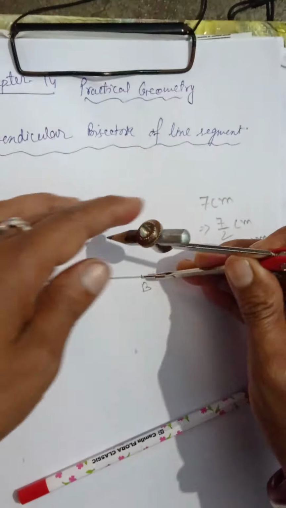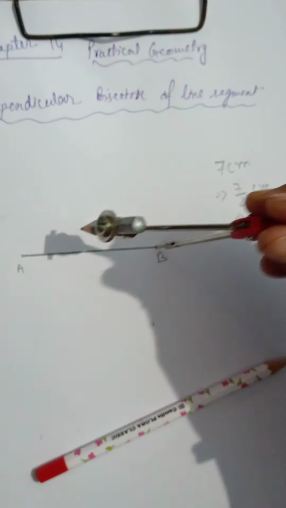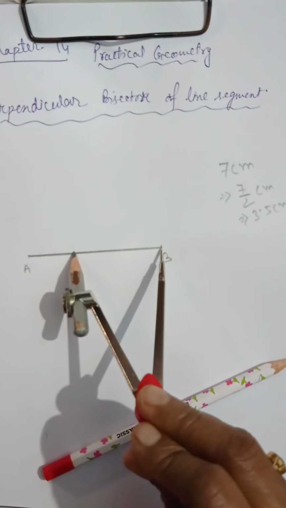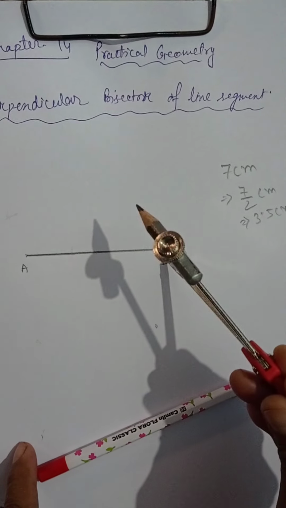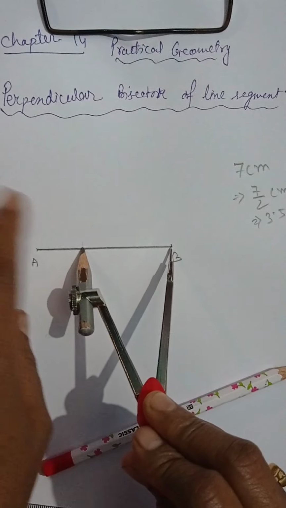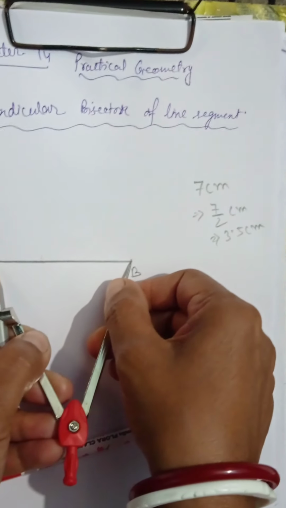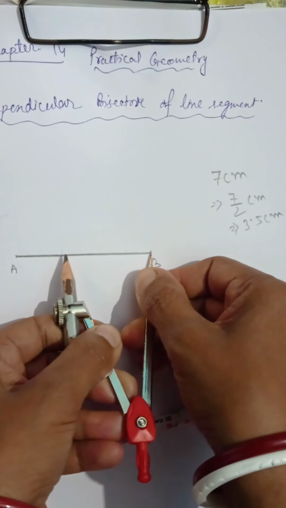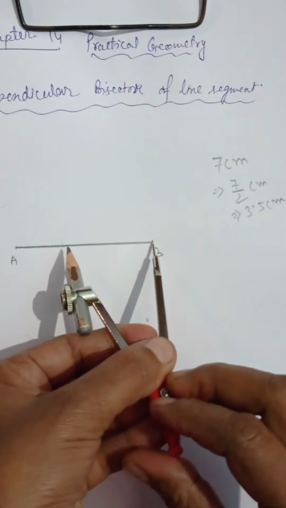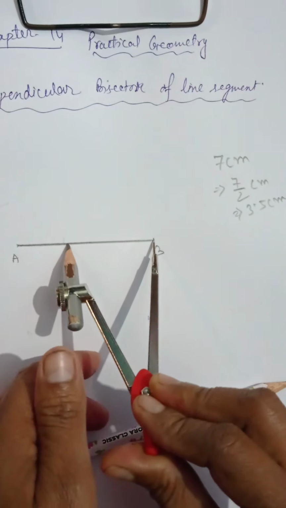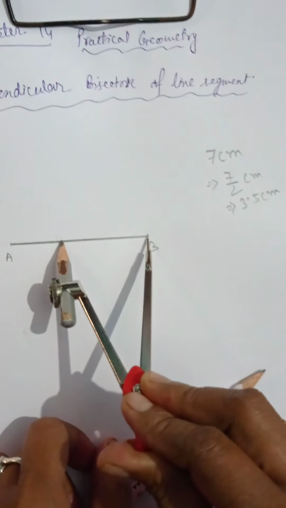First of all, I will take my compass and expand it, and that expansion will be more than half of this line segment. See, you can assume this. I am taking the radius of this compass more than half of the given line segment. Otherwise you can take the full length also, but I am not going to take the full length. I want to utilize the maximum space of the paper for the number of questions I want to do. So here I will take more than half of the given line segment. Check it very carefully.